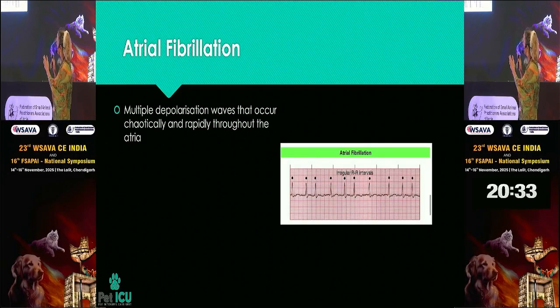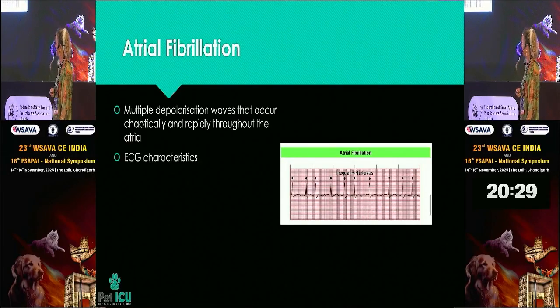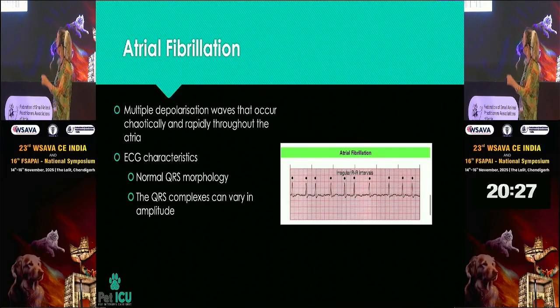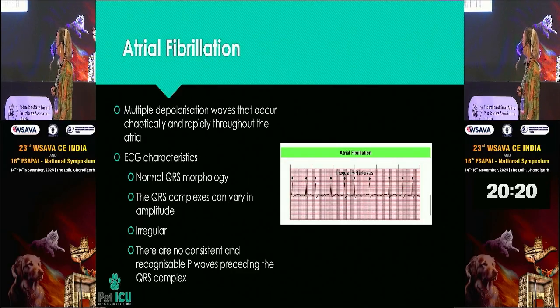And when you actually look and measure, when it's really fast, it's sometimes hard to tell, which I've got an ECG to show you. But you've got nice narrow QRSs. The amplitude can vary, but it's irregular. There's no consistent or recognizable P waves before any QRS.